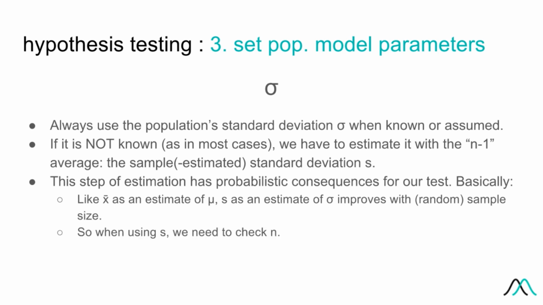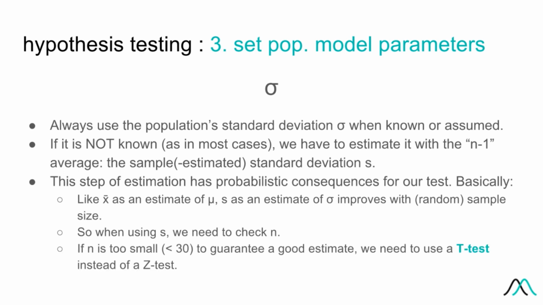So when using s as an estimate of sigma, we need to check n to see how good s is as an estimate of sigma. And if n is too small, and conventionally less than 30, we can't be sure that it's guaranteeing a good estimate of sigma. So in those cases where n is small, less than 30, we need to use what's called a t-test instead of the z-test we've been using so far.